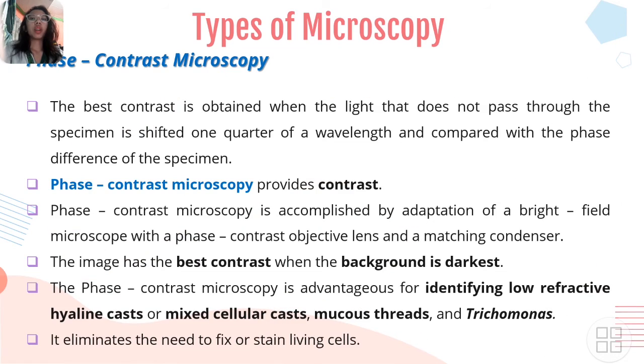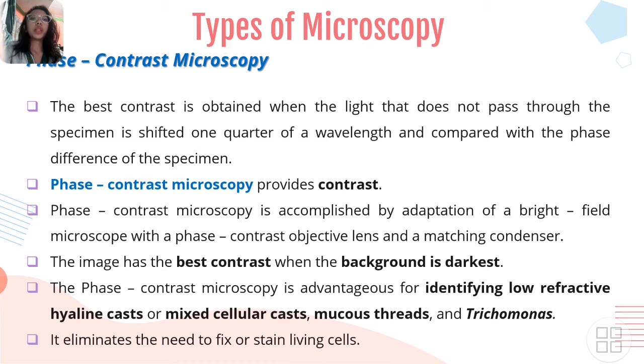Phase contrast microscopy. The best contrast is obtained when the light that does not pass through the specimen is shifted 1/4 of a wavelength and compared with the phase difference of the specimen. Phase contrast microscopy provides contrast.